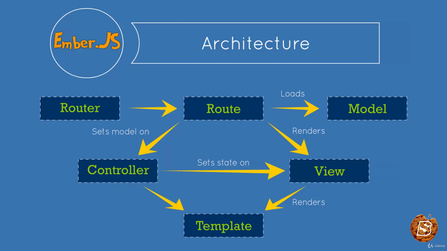Then we have views. Views basically represent particular parts of your application. A view is associated with a controller and a handlebars template and a route. So if you're talking about a view, it has got associations with controller, route, and template.